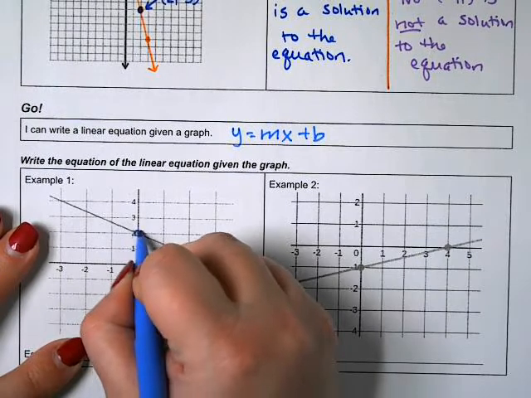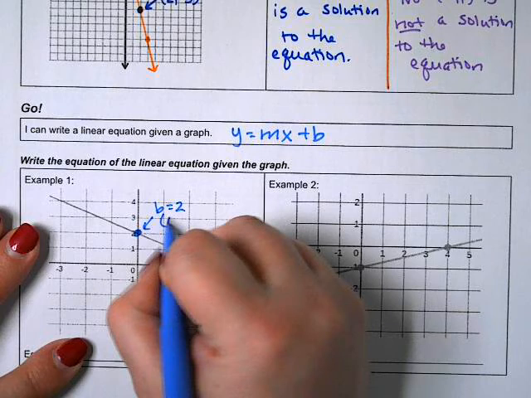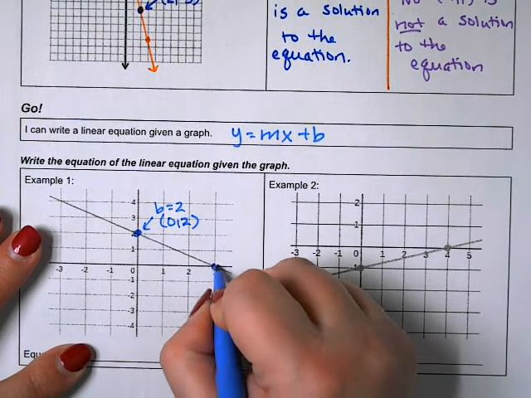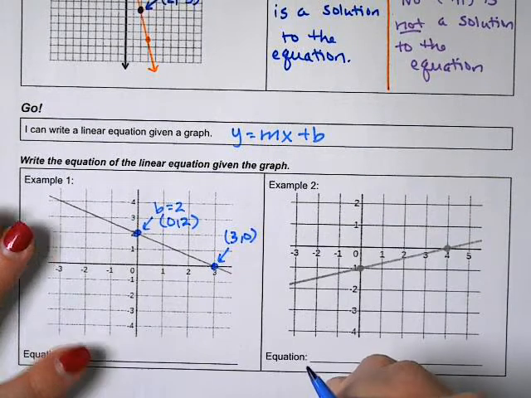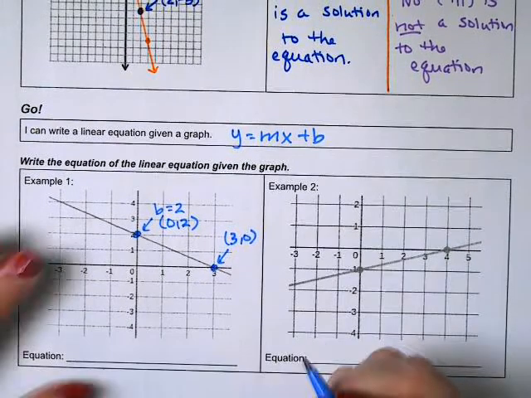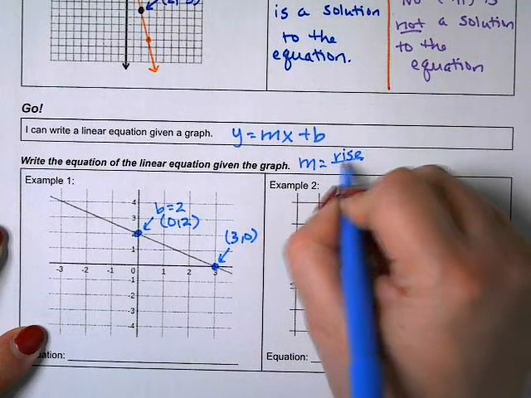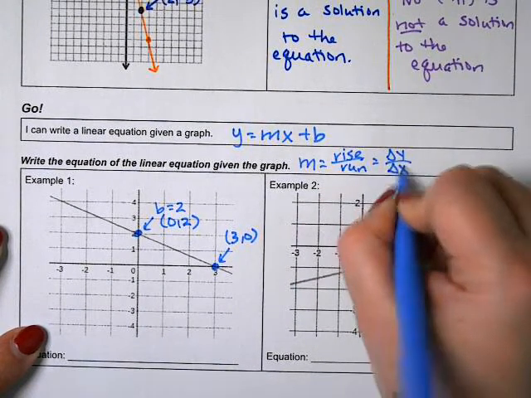So we can see right here that this has a nice y-intercept. The b value is 2, right? This is the point (0, 2). And then we have the point (3, 0) crosses nicely for this line. We have two ways of finding the slope. We could either do rise over run, or we could do change in y over change in x.